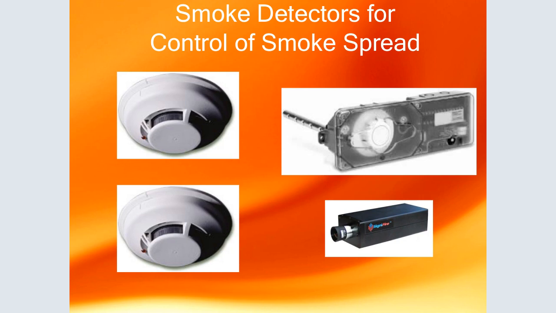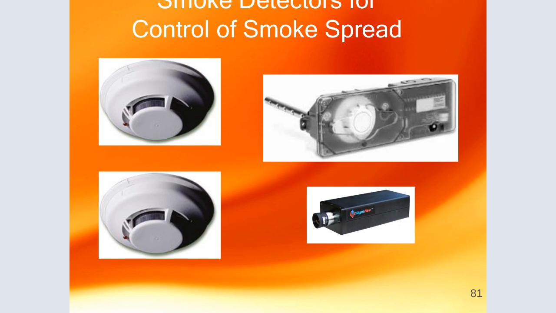The smoke detectors control smoke spread. They are the devices that are able to control it. The moment they detect smoke, they control its spread by either fanning it out to the environment or channeling it to a certain duct.